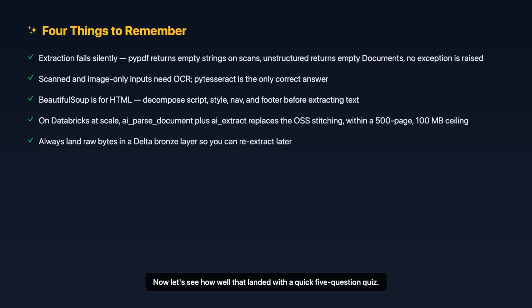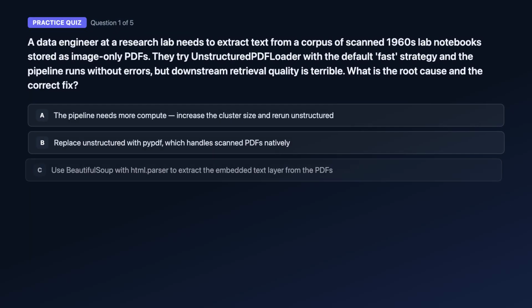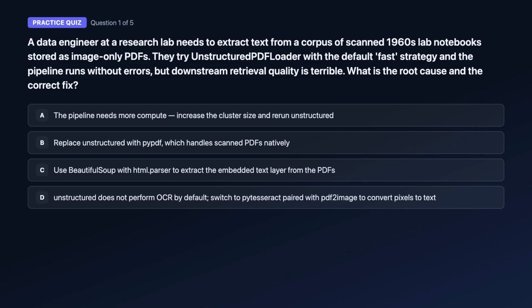Now let's see how well that landed with a quick 5-question quiz. Question 1. A data engineer at a research lab needs to extract text from a corpus of scanned 1960s lab notebooks stored as image-only PDFs. They try UnstructuredPDFLoader with the default fast strategy, and the pipeline runs without errors, but downstream retrieval quality is terrible. What is the root cause and the correct fix?